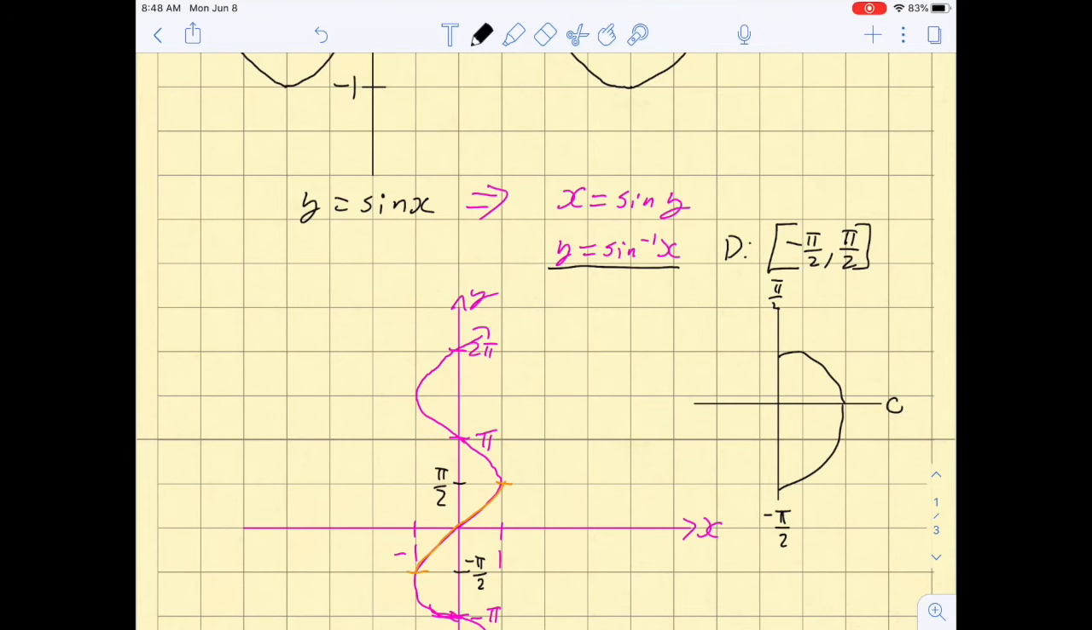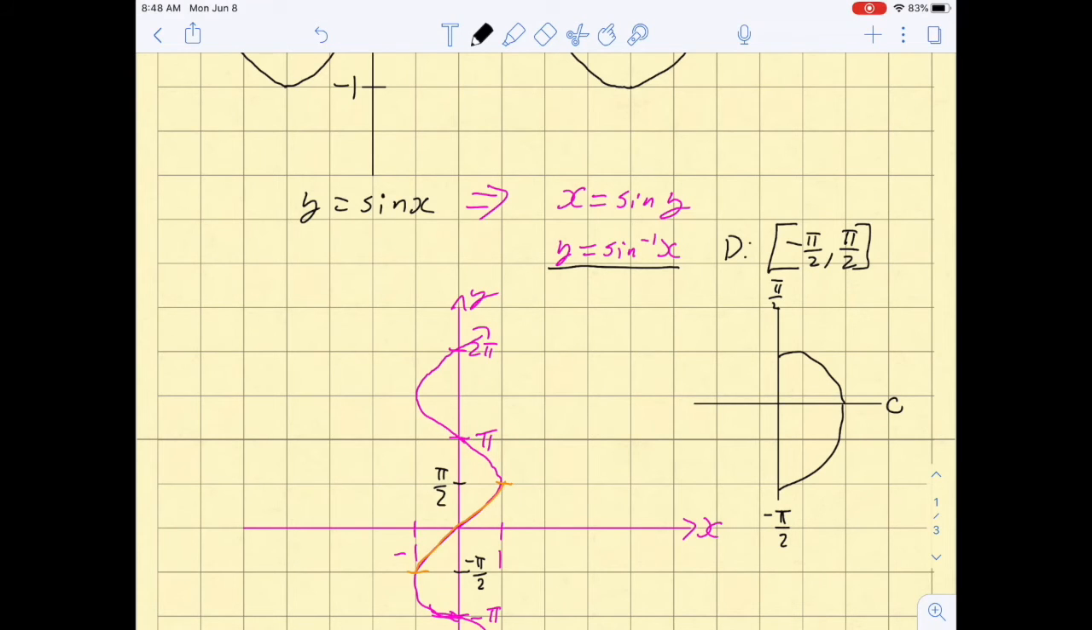That's what they're doing with these. They're trying to make them function so we can work with them. So now look over on page 567. They show you the restrictions of the three main trig functions: sine, cosine, and tangent.